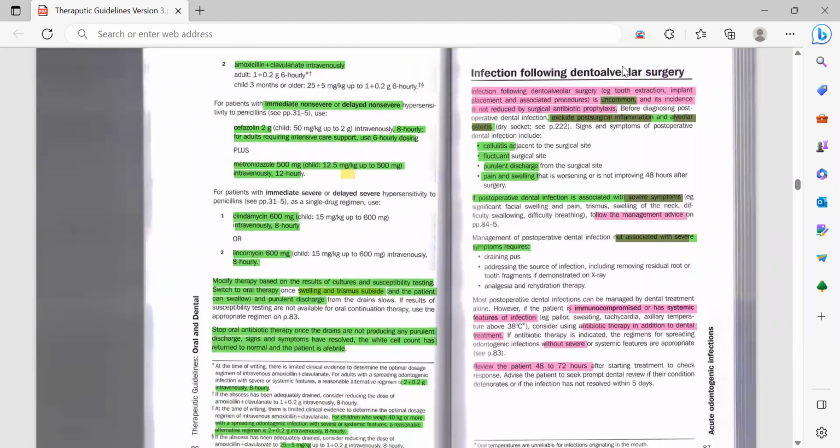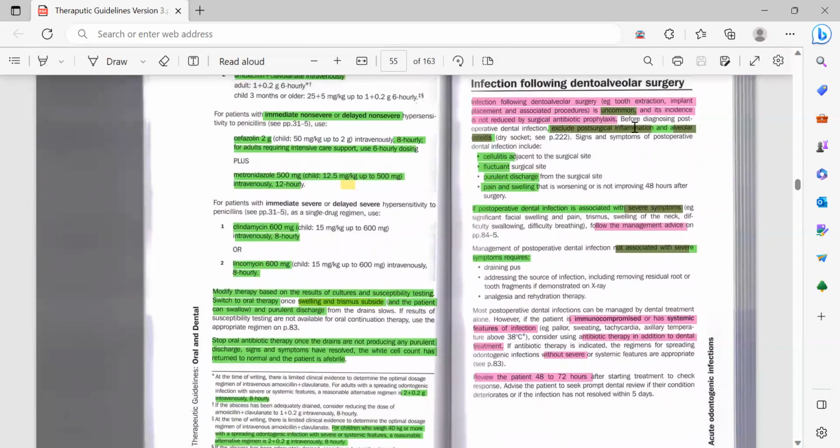Then infection following dentoalveolar surgery, which means post-operative infection. Infection following dentoalveolar surgery, for example after tooth extraction or implant placement or any associated procedure, is very uncommon, and its incidence is not reduced even if you prescribe surgical antibiotic prophylaxis, which means prescribing a single dose of antibiotic before performing the procedure. It would not help in preventing the post-surgical infection.